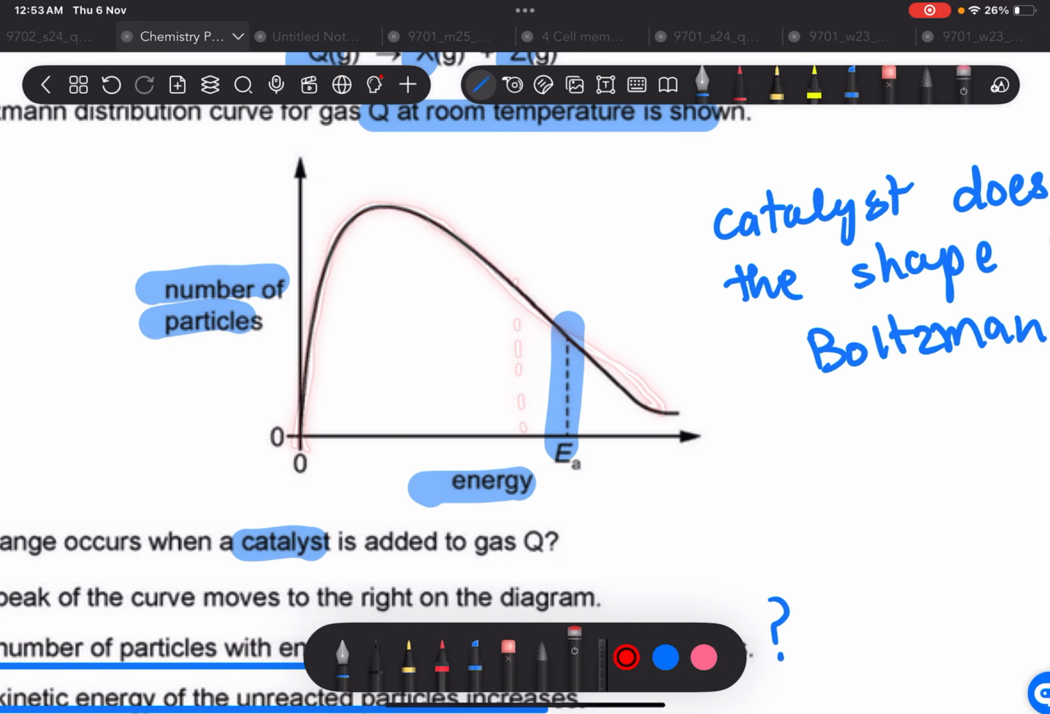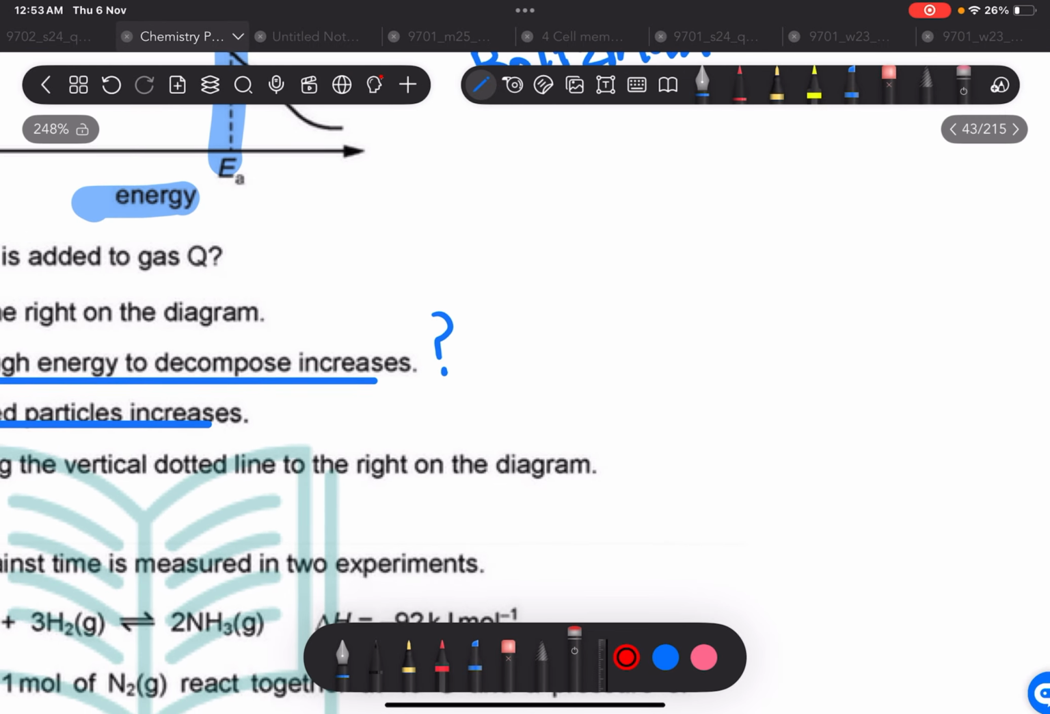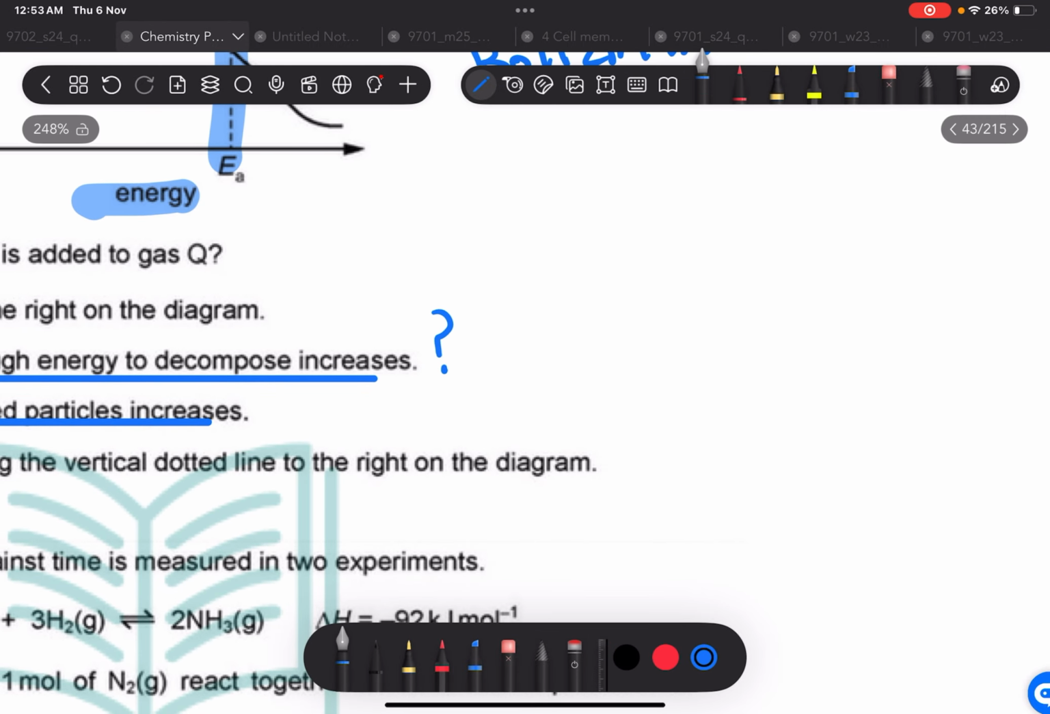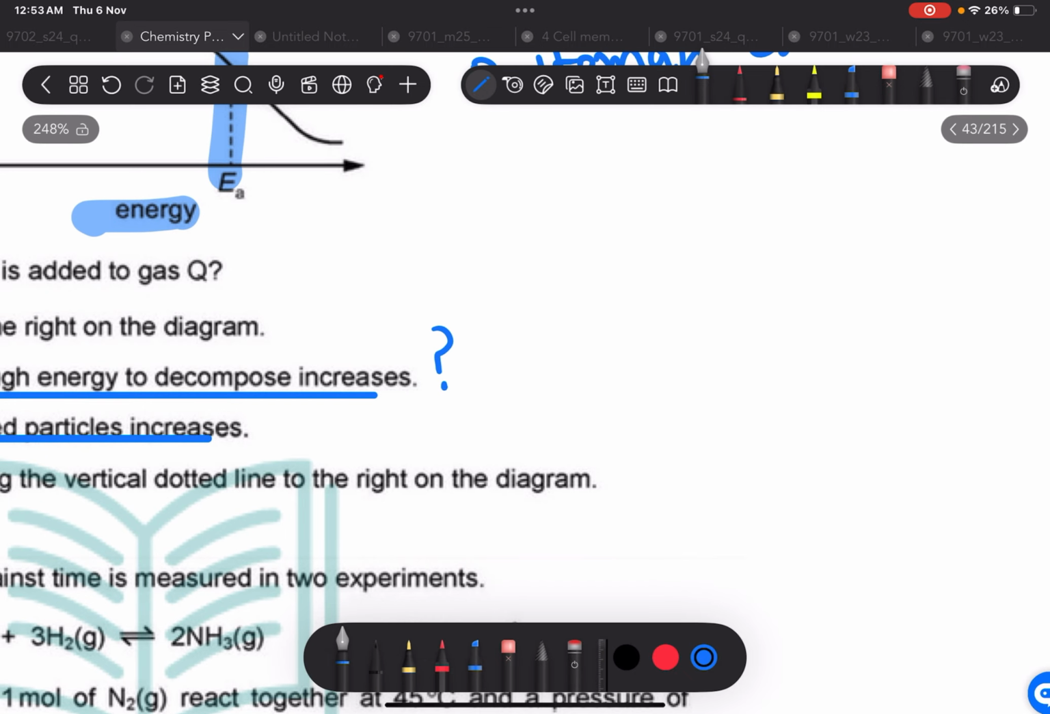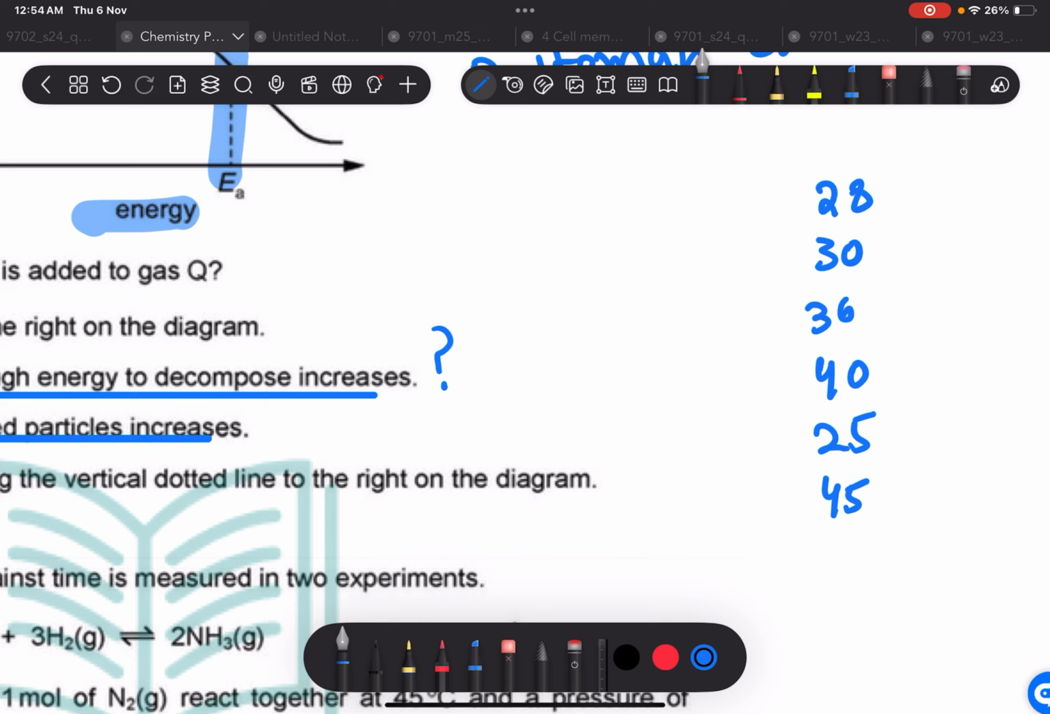For instance, you have a class test. The people in your class, out of 50, one got 30, one got 36, one got 40, one got 25, one got 28, one got 45. The passing marks for your class is 40 out of 50. If anyone got a 40, that girl is going to pass, 40 or above. So how many girls or boys are going to pass? Only 2 people are going to pass, this person and this person.